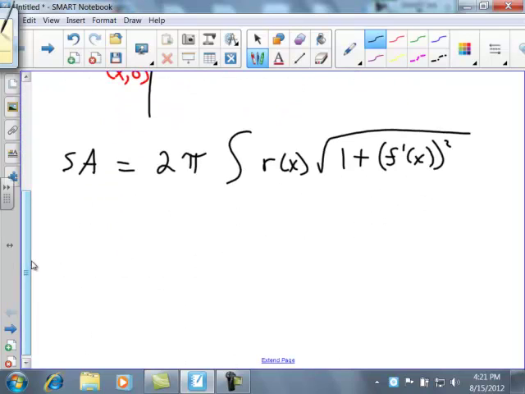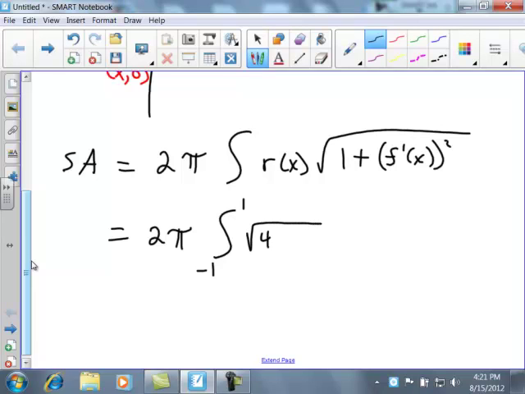So my surface area is going to be 2 pi times my bounds. In this case, they told me I want x to go from -1 to +1. So it's going to be the integral from -1 to +1 of the distance I am from my axis of revolution, which we found to be the square root of 4 minus x squared, times the square root of 1 plus, and then I need f prime of x, and I need to square that.